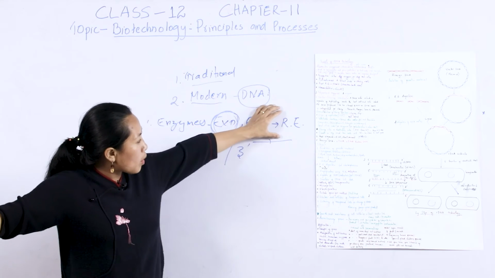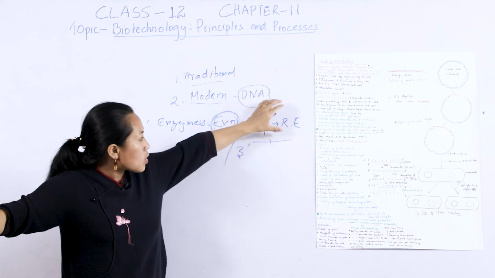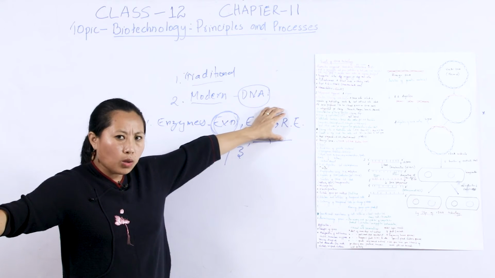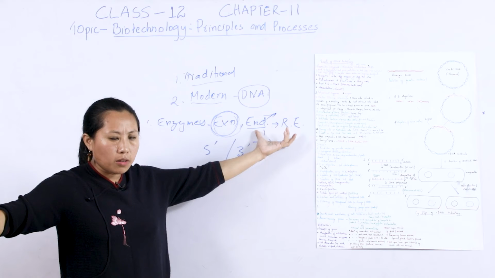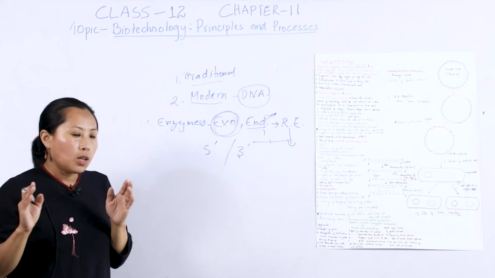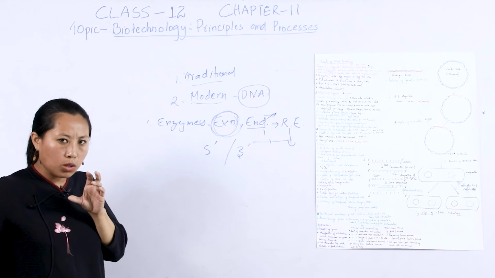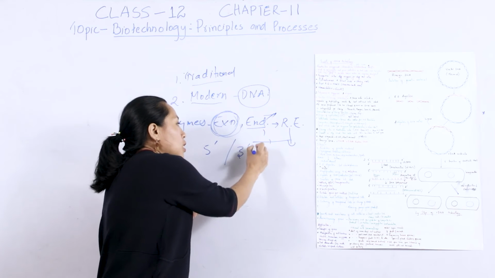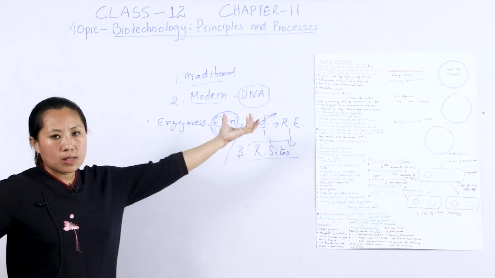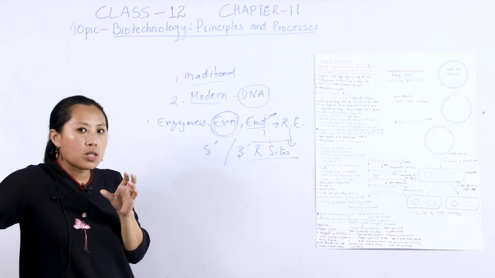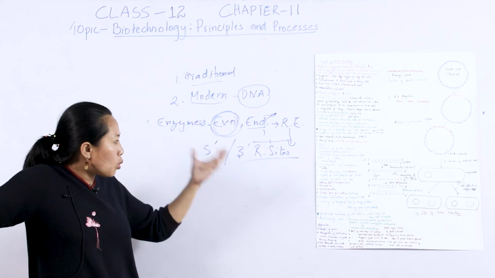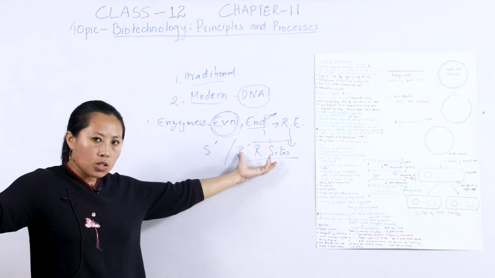This is a special type of enzyme used for cutting the foreign DNA, or the donor DNA, as well as the DNA of the vector. These restriction enzymes recognize specific segments or specific nucleotide sequences on the DNA, known as recognition sites. Restriction endonuclease enzyme recognizes specific nucleotide sequences on the DNA molecule and cuts the DNA molecule at that site. Those special sites are known as recognition sites.